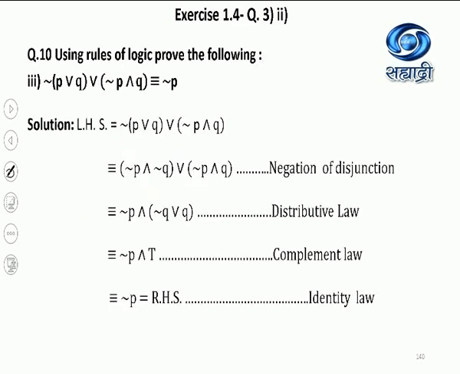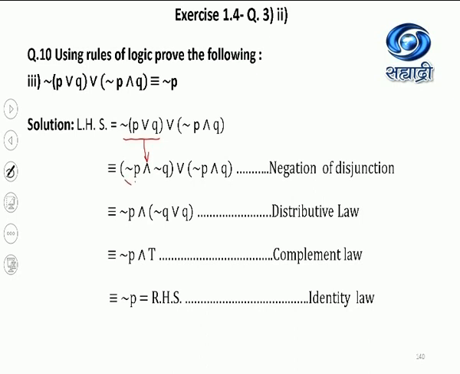We have another question from exercise 1.4, question 3, second problem. Using rules of logic, prove the following. Now I take the LHS. What do you see? You have to look at the statement and you can see that for the first bracket I can use the law of negation of disjunction, which will be negation P and negation Q.